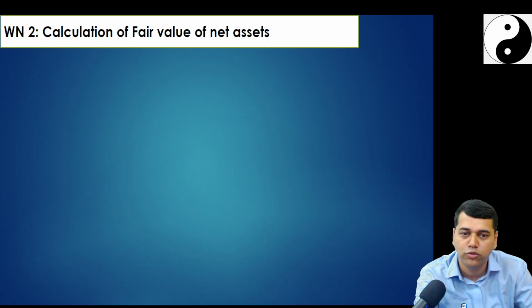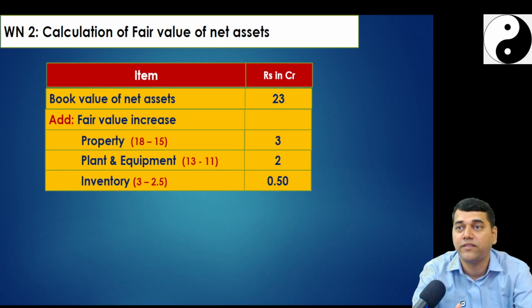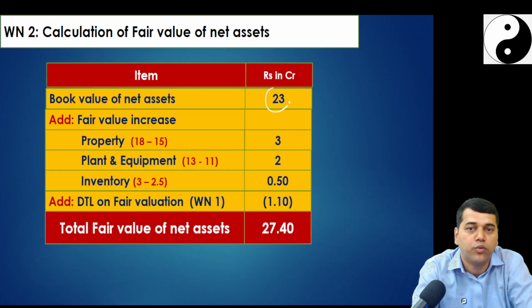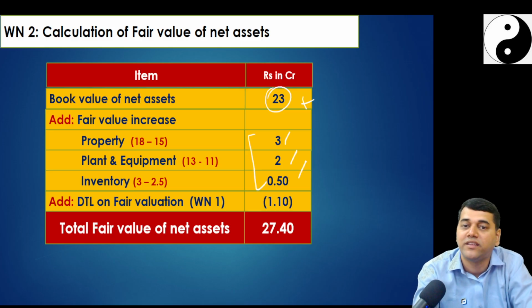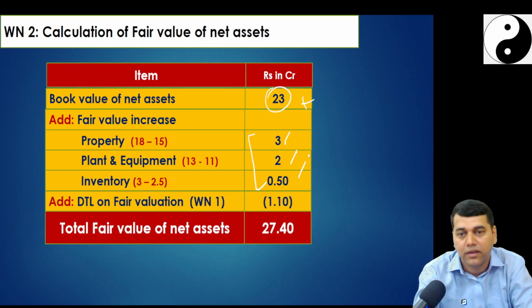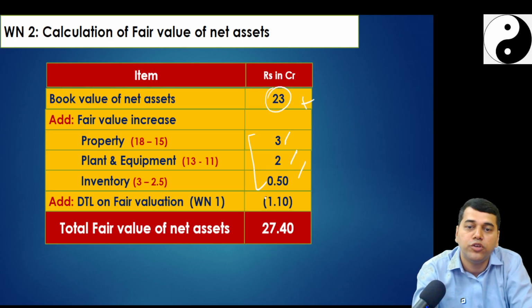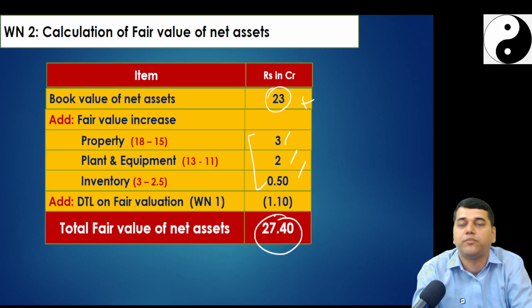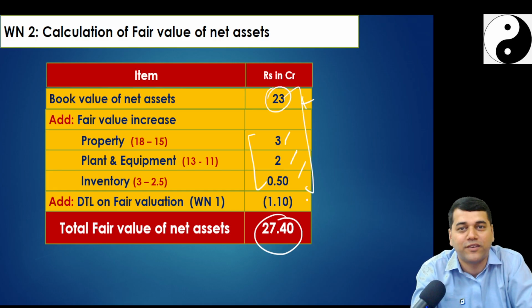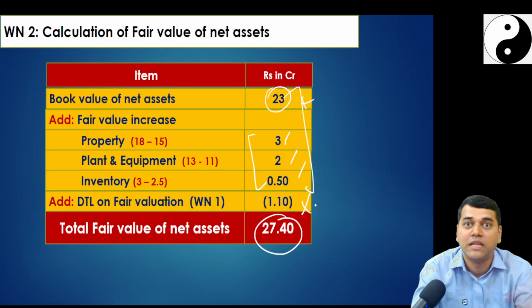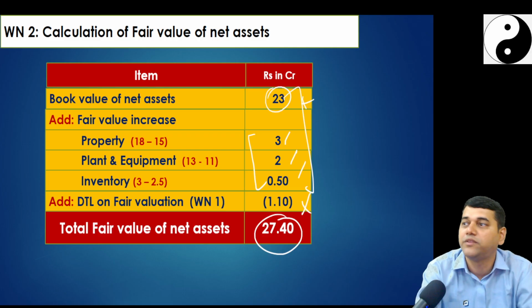Let us compare answers. When you make mistakes, you will remember it better. The answer is 27.4. Why? Because you start with the book value, you don't have any choice. To this book value, you add the fair value adjustments, in fact how much fair value increase has happened. Then you deduct the deferred tax liability, and you get 27.4. What mistake happened? You took only up to here, not the deferred tax. We have to take deferred tax, as in the previous question, because this is also part of the business combination.